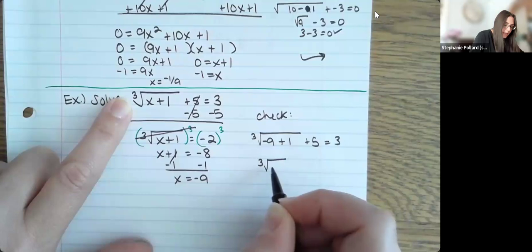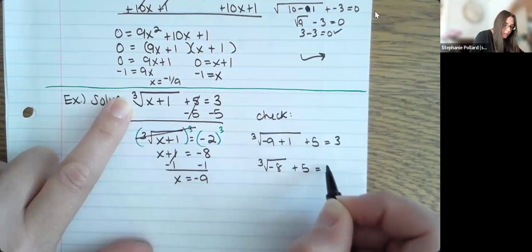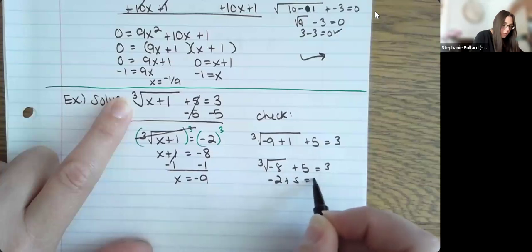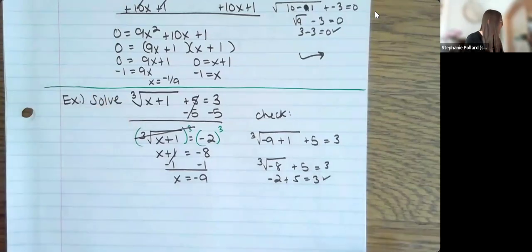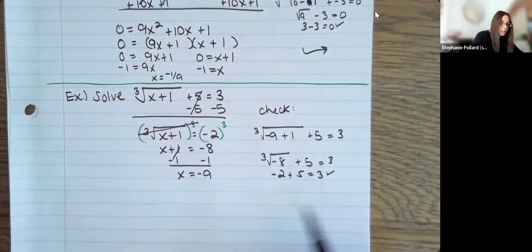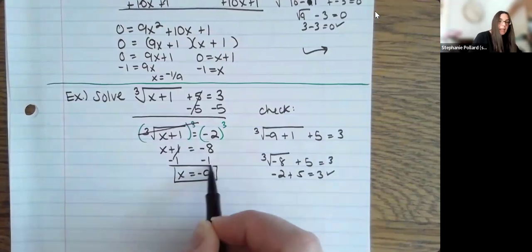Negative 9 plus 1 is negative 8. Cube root of negative 8 is negative 2, and this happens to also check out. Negative 2 plus 5 is equal to 3. So we're all set there. So our answer here is x is negative 9.